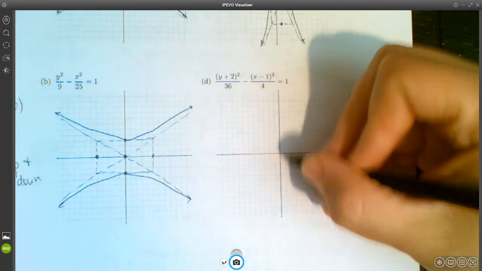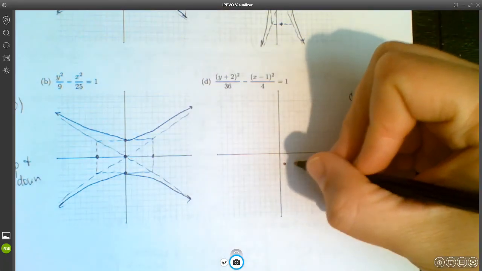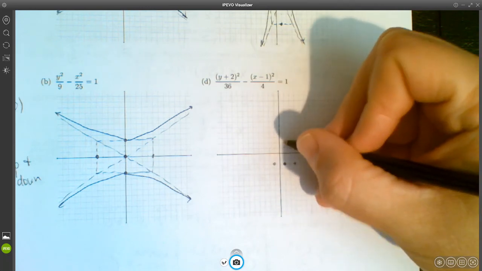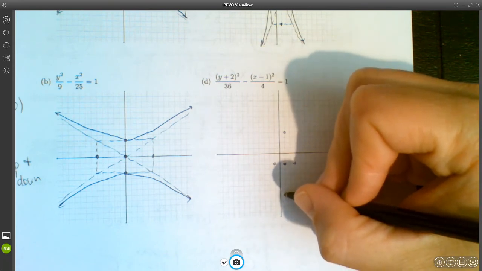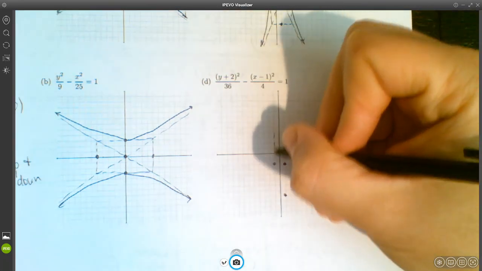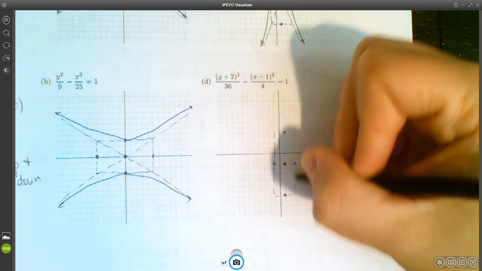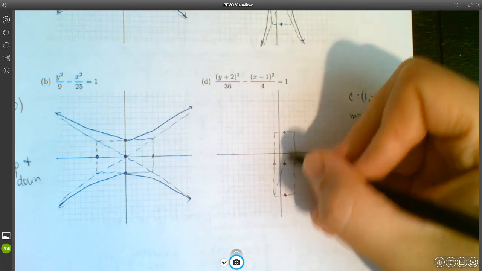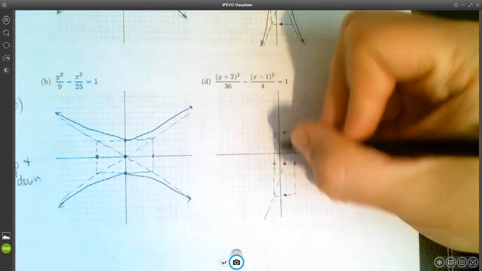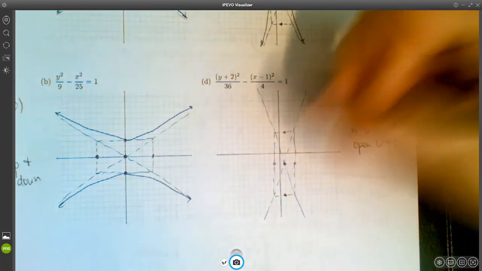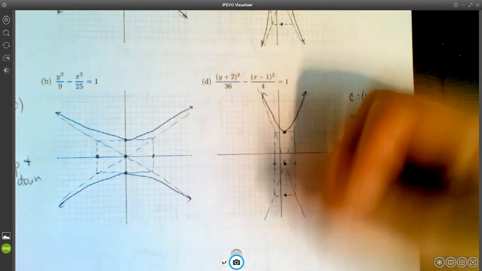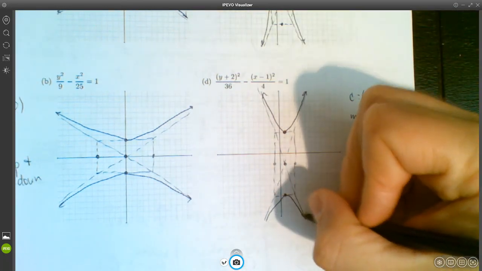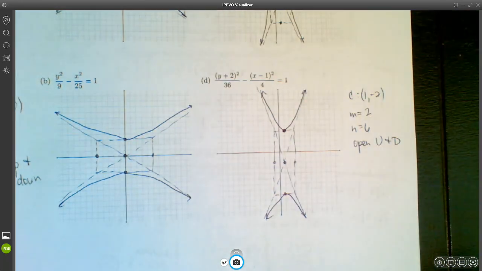Okay, so let's draw it. Centered at 1, -2, 1, 2, 1, 2, 6, 6. Draw our box. Draw the diagonals of the box. And then draw the hyperbola opening up and down. Okay, and that's what that hyperbola looks like.